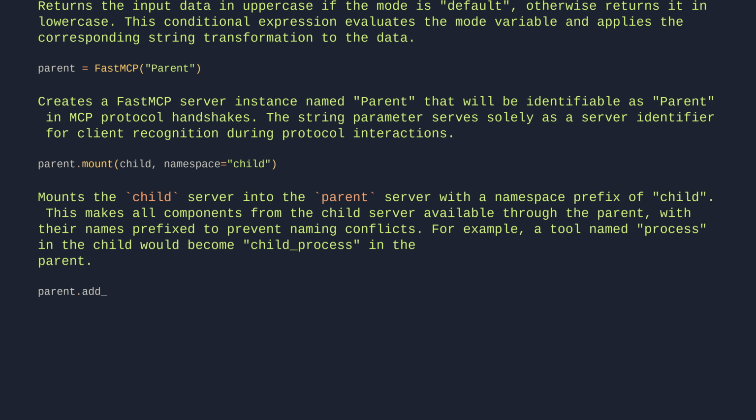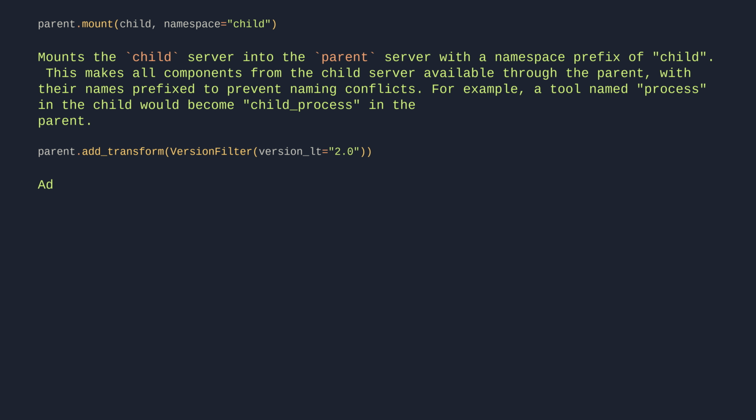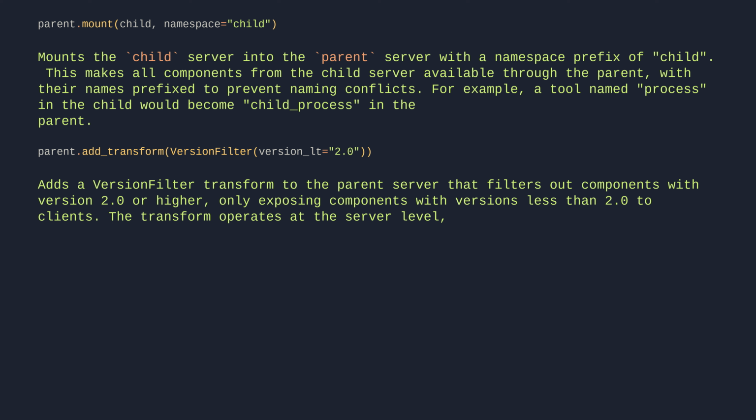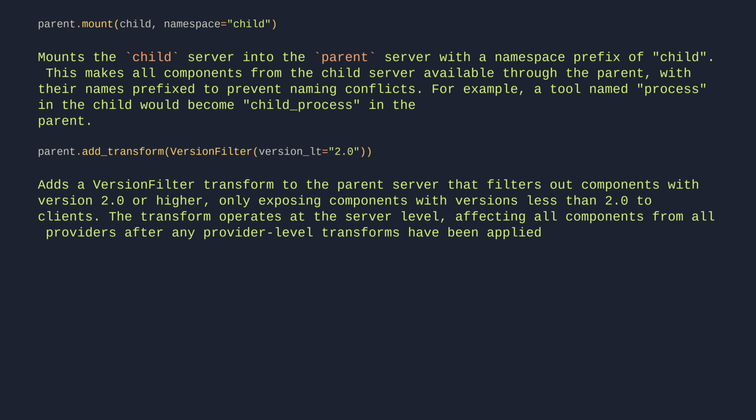parent.add_transform(VersionFilter(version_lt="2.0")). Adds a version filter transform to the parent server that filters out components with version 2 or higher, only exposing components with versions less than 2 to clients. The transform operates at the server level, affecting all components from all providers after any provider-level transforms have been applied.